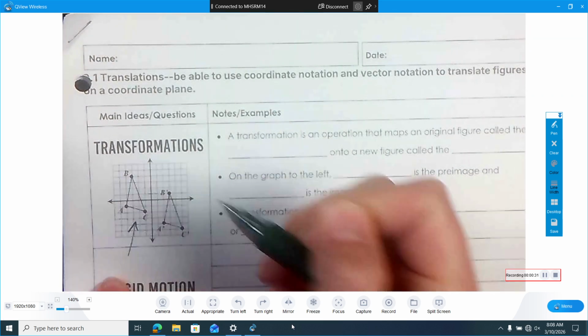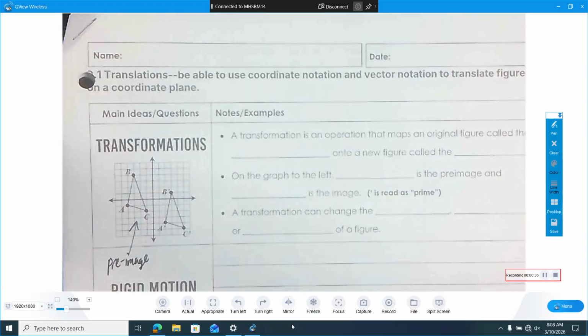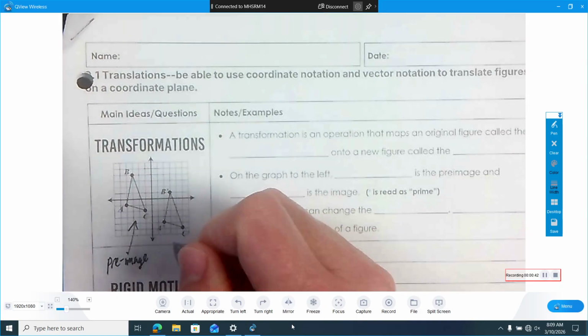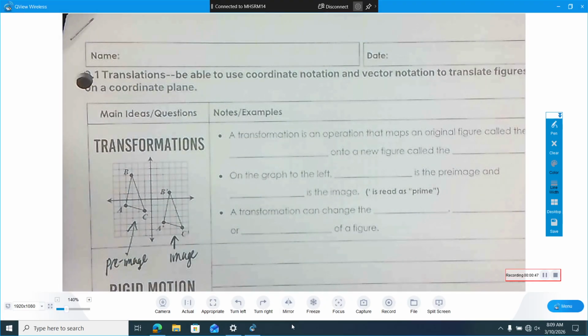this is called the pre-image. It's kind of like a negative when you're taking photographs. It's the thing that happens before you actually get the photograph, okay? And then here is the image, and the image is the result. It's the thing that happens after you've shifted it.